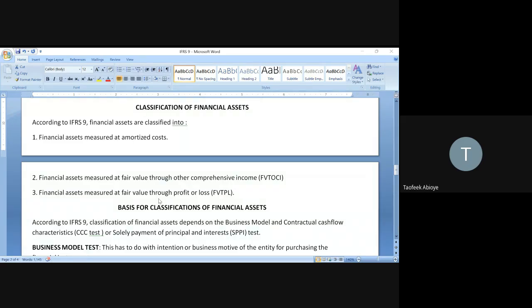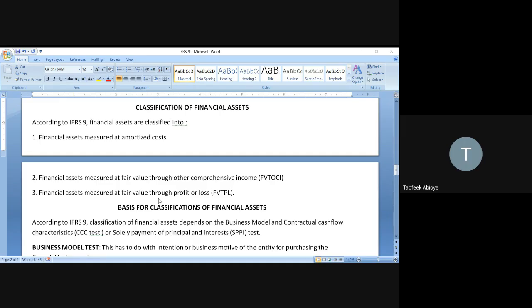So now let's go. Classification of financial assets. How do we classify financial assets? When we have financial assets, all these receivables, all these investments in shares, how do we classify them? According to IFRS 9, financial assets can be classified into three. Number one, financial assets at amortized cost.